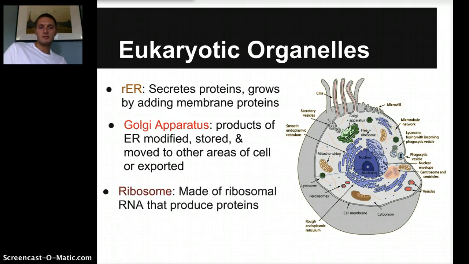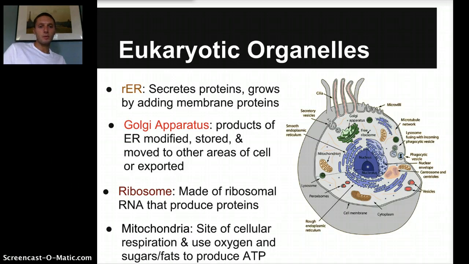Ribosomes are made of ribosomal RNA. They're made up of a specific type of RNA called rRNA, and as we've discussed a couple of times now, they are responsible for producing proteins. We'll look at that a little bit more when we get into transcription and translation.